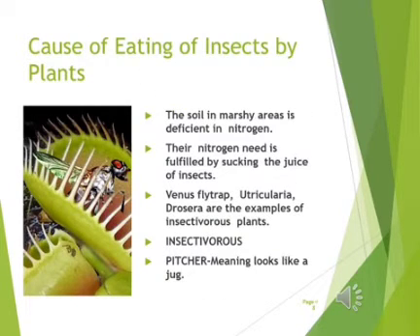Now insectivorous plants are green in color. But then why do you think these plants eat insects? Now these plants grow in marshy areas where there is deficiency of nitrogen. So in the place where they are growing, they don't get enough nitrogen. So the nitrogen need is fulfilled by sucking the juice of insects. Now children, spell out insectivorous.